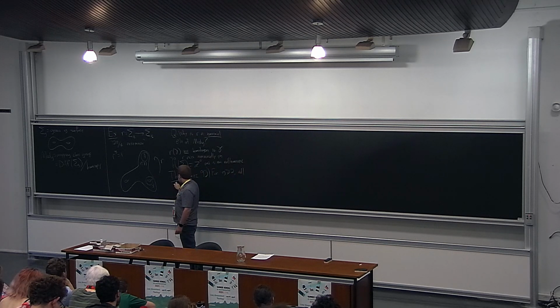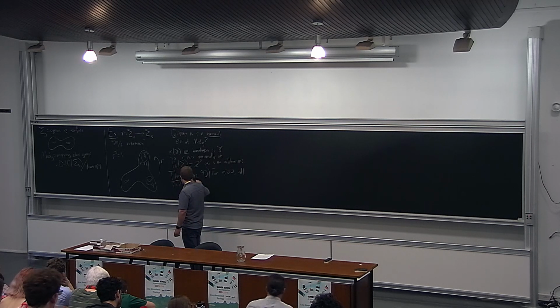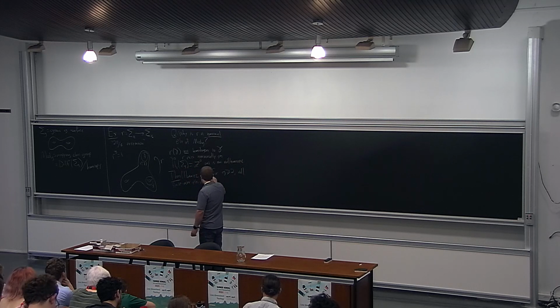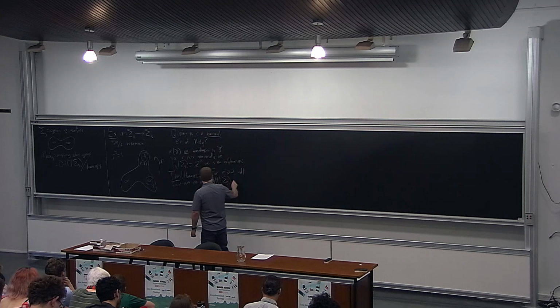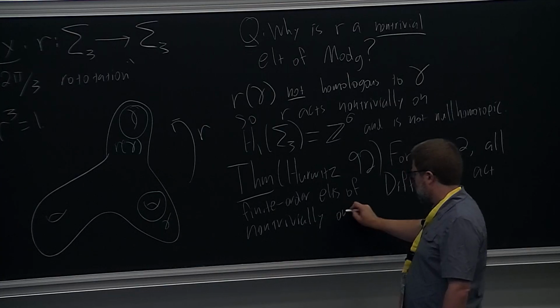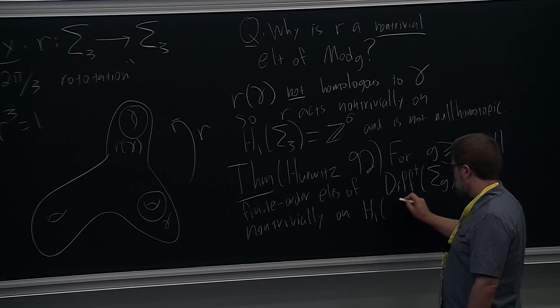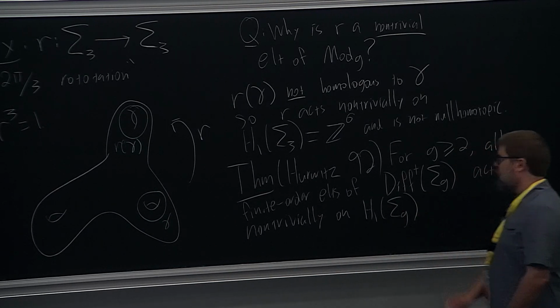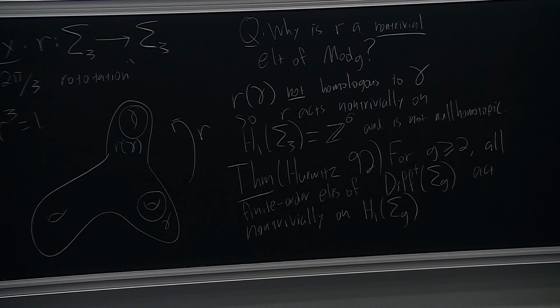all finite order elements of the orientation preserving diffeomorphism group of Sigma_g act non-trivially on H_1 of Sigma_g. So if you write down any finite order diffeomorphism, any symmetry of a surface like this, it's always going to act non-trivially in homology, and thus will always give you a non-trivial mapping class.